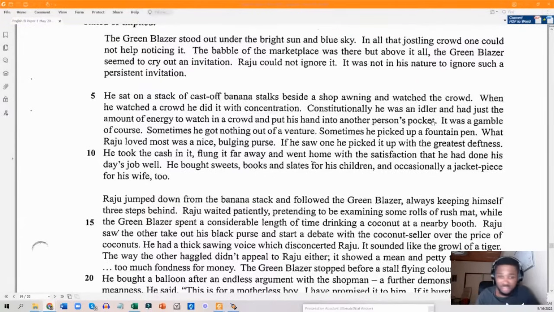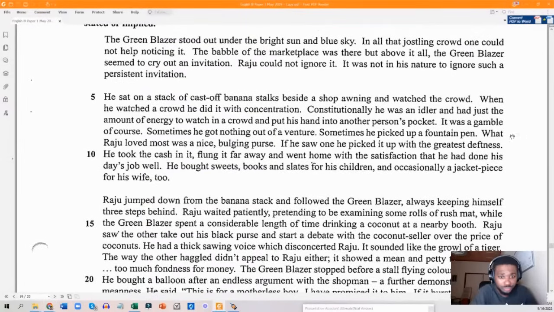Sorry guys, the text is a little small on my screen. I'll do my best. So please read along with me in case I miss lines or anything like that.